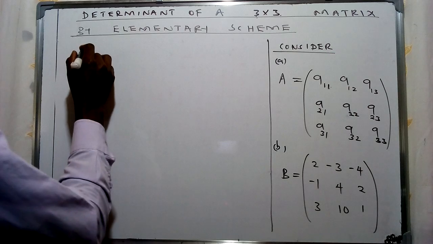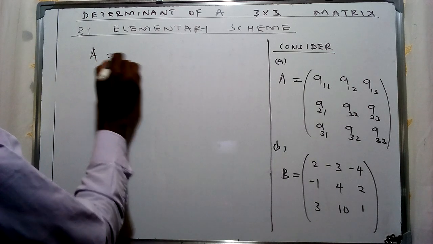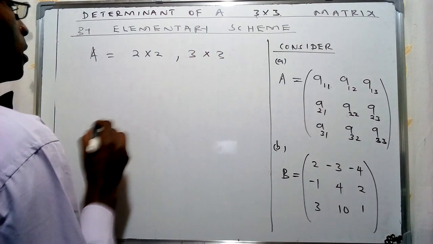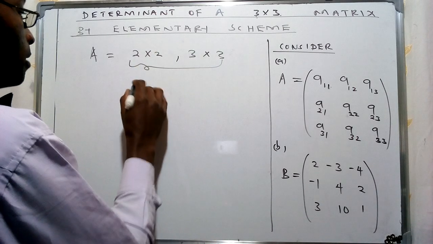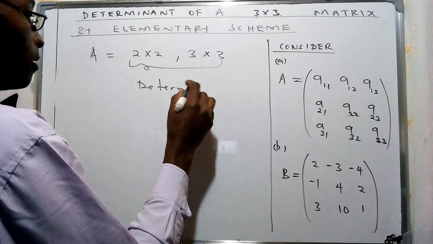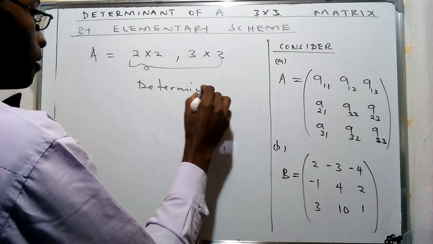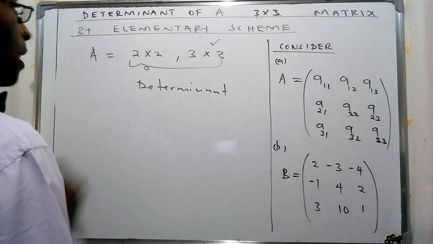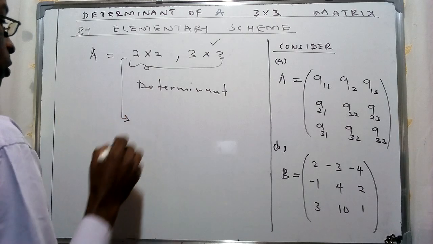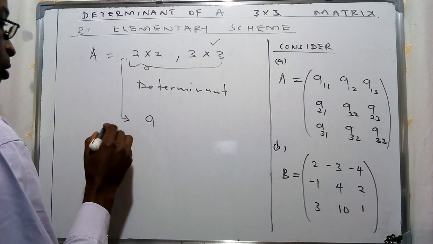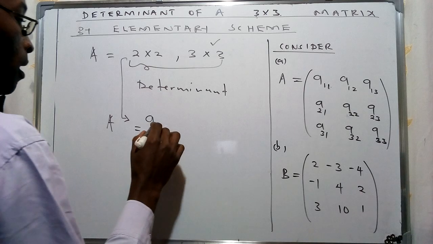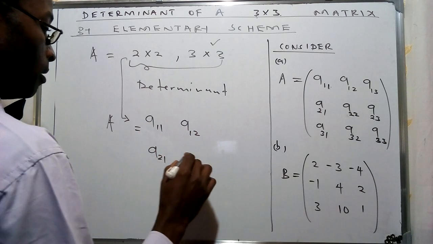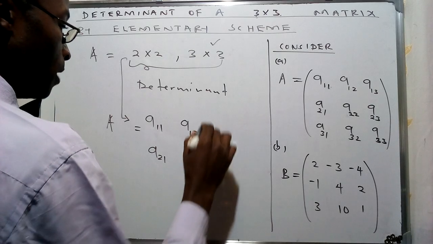In our previous discussion, we decided to consider matrices of the form 2 by 2 or 3 by 3, since determinants are defined only on what we refer to as square matrices. In this video, we're going to look at the second case, but I'm going to borrow from the first discussion the representation of the elements of a matrix A, which will assist us in defining this elementary scheme of finding determinants.